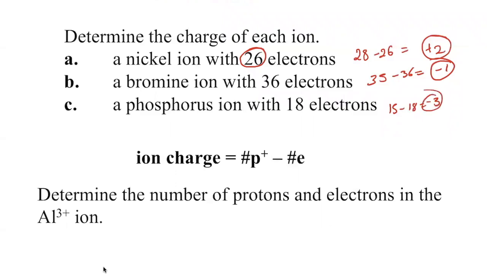Determine the number of protons and electrons in aluminum 3+. Well, what is aluminum? The atomic number of aluminum is 13. So that's how many protons, right? And then for the ion here, we're doing the opposite. So protons, it's going to be 13. The charge is 3+. So basically we're solving for the electrons, which is going to be 10.